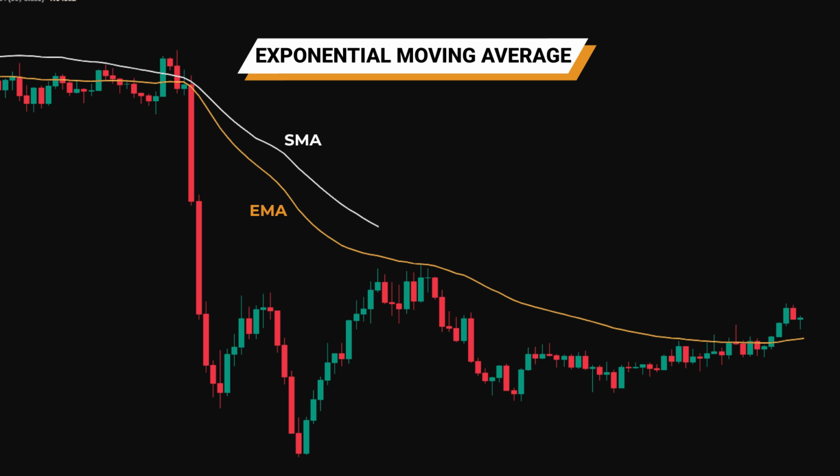In contrast, the SMA gives equal weight to all prices in a selected period, so a large spike from the price continues to influence the average until it drops out of the calculation window. The EMA is generally more effective at minimizing the lingering effect of past price spikes and providing a more current view of price trends. Let's take a look at the 1-hour chart of GBPUSD.